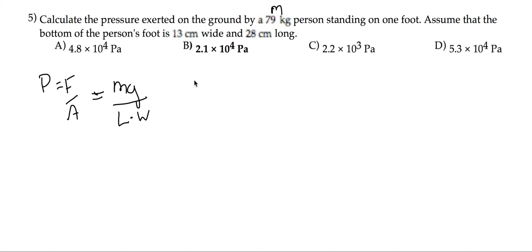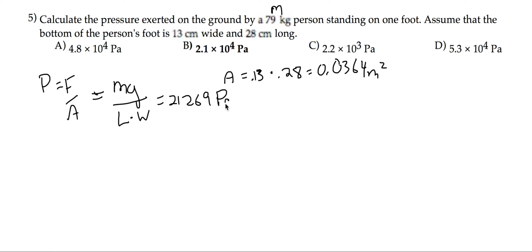of the foot. So make sure to convert the length and the width to meters, and we'll have the area equal to 0.13 times 0.28, which is 0.0364 meters squared. Plug that in for the area, and mg, I got 21,269 pascals, which is rounded to 2.1 times 10 to the 4.